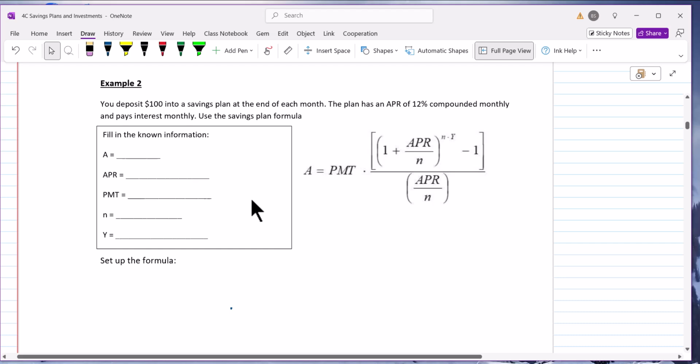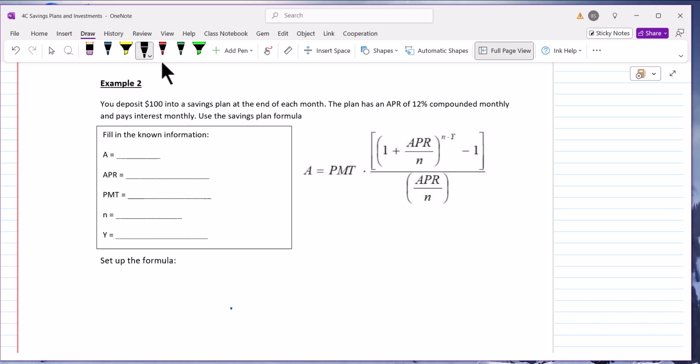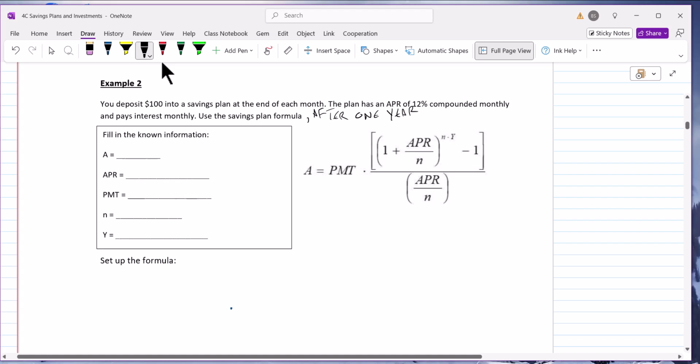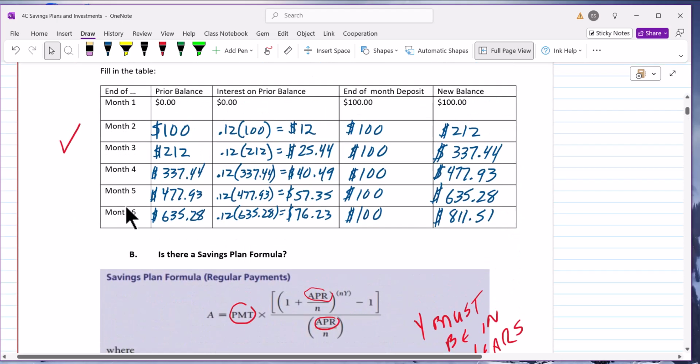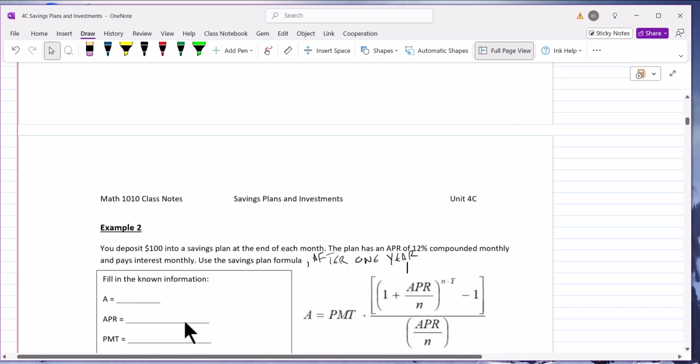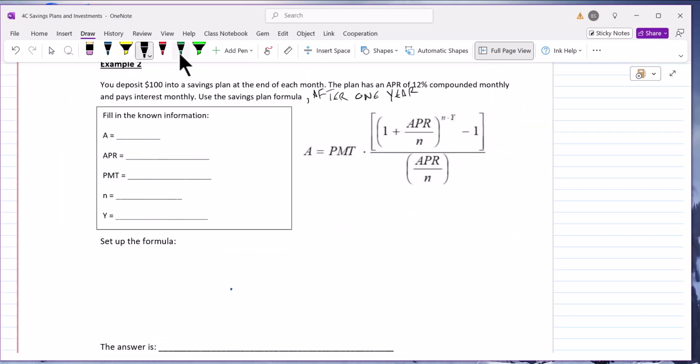Now, I left something off of this problem, and we're going to look at it after 1 year, so you want to add that in. I left off the amount of time. This is kind of the same problem that we did on the previous page, but we're going to go all the way up to a year. If you continued this table up to 12 months, you would get the answer that the formula is going to give you anyway. So let's start by just identifying everything.